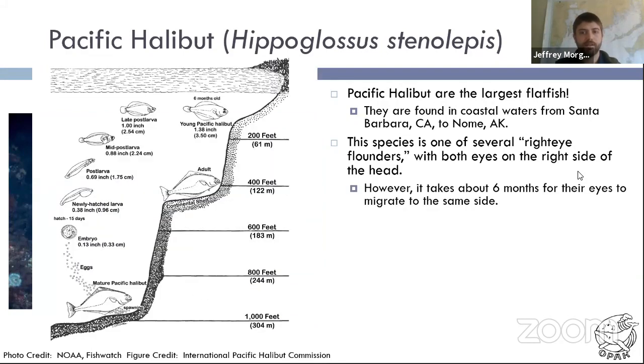And it does take about 6 months for those eyes to migrate over to the same side. So they have similar larval stages to other fish like salmon, but at about 6 months that eye will migrate over to the right side of its body.